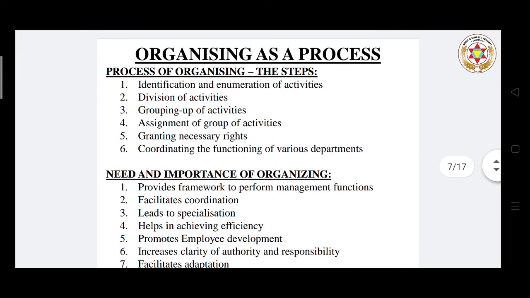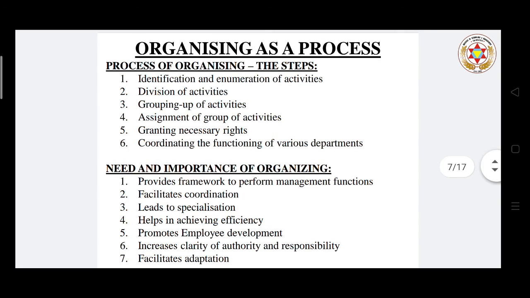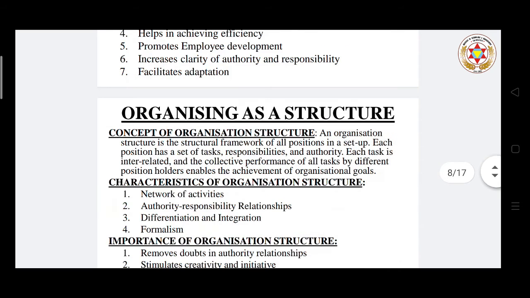The process of organizing includes identifying and enumerating activities, dividing activities, grouping activities, assigning groups of activities, granting necessary rights, and coordinating the functioning of the various departments. Why is it needed? The importance is that it provides a framework for performance of management functions, facilitates coordination and specialization, and gives higher efficiency. It promotes employee development, there is clarity of authority and responsibility, and it facilitates adaptation also.